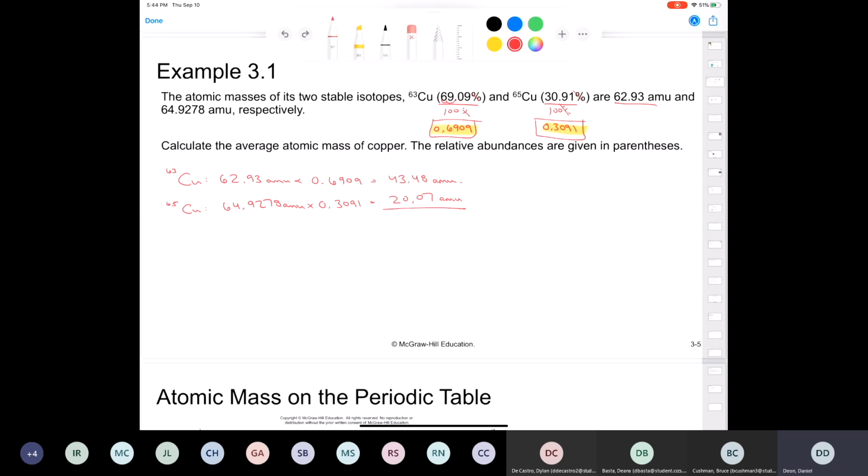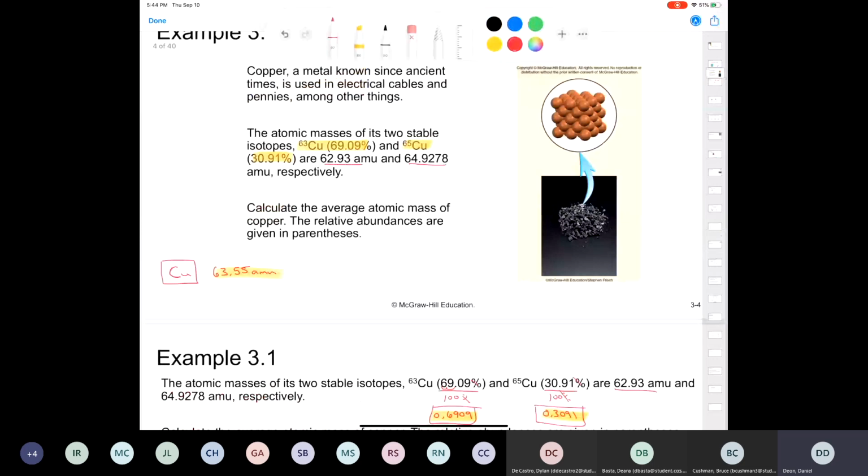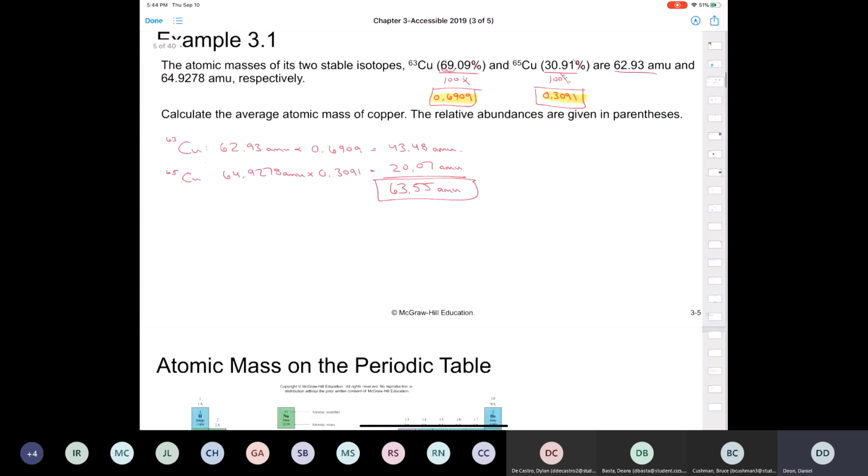So when I tally that up, 20.07 and 43.48, I end up with 63.55 atomic mass units. Okay, let's go back a slide. Well, looky. What did I say on the last slide? I said that when I looked at my periodic table, I saw a mass of 63.55, and looky, it's the exact same. So this checks out. So that is how you calculate the weighted average, and that is the mass that you see on the periodic table.